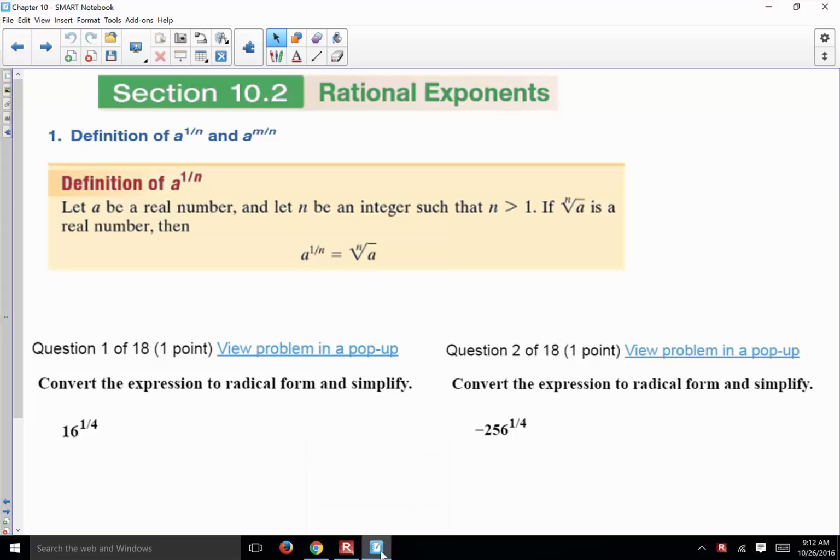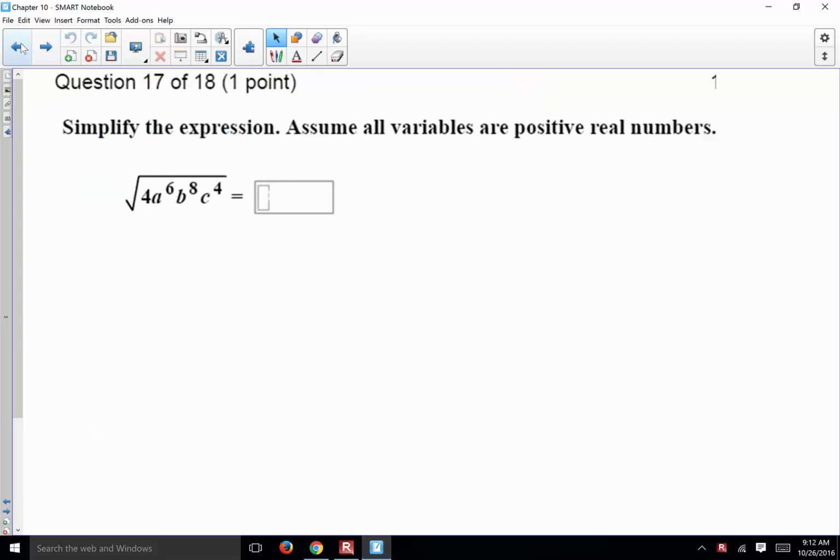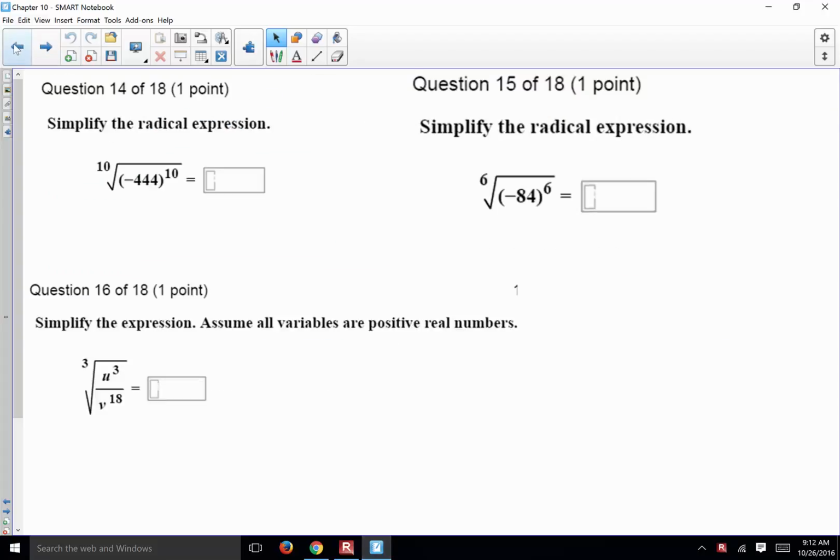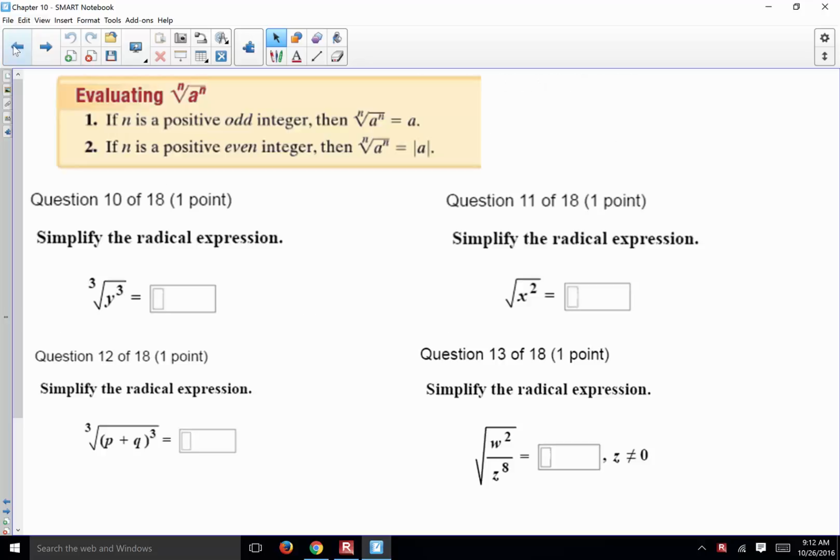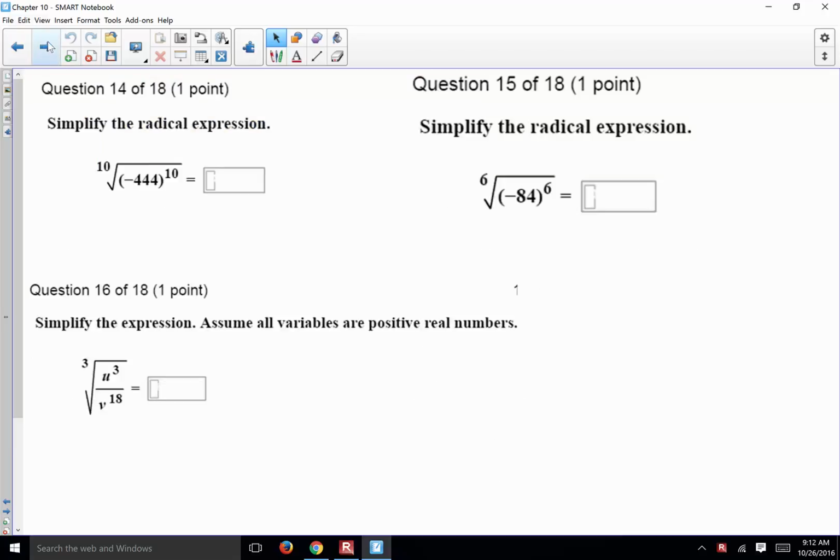Alright, 10.2, a new section. What we learned yesterday: we learned about radicals and roots. We learned how to compute any kind of index. We call it the nth root of any number and expressions, and how you simplify them or how you compute them.